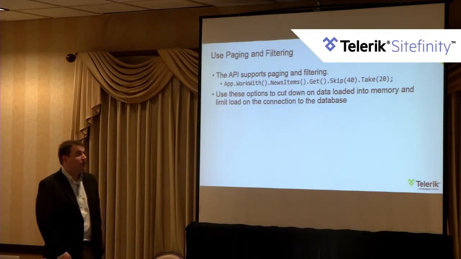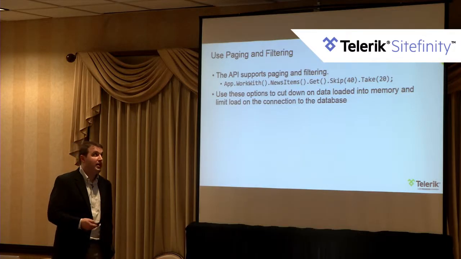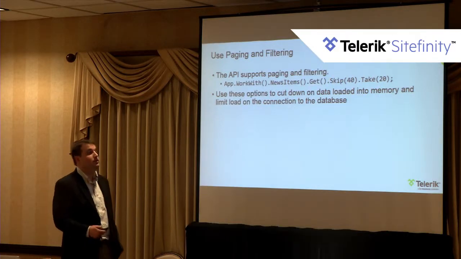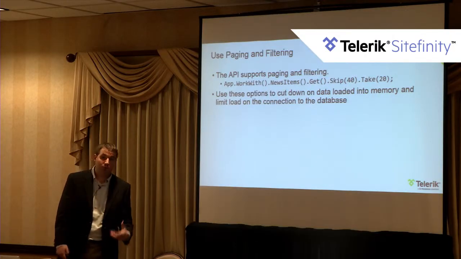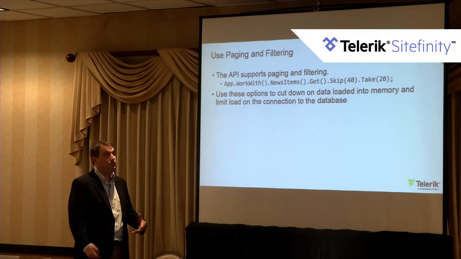API supports it, and it's especially easy to do if you're using the Fluent API. Just being able to say app, work with, news items, get, and then skip and take in order to do things like paging, so that we're only actually grabbing those 20 items when we need those 20 items, as opposed to getting everything and then filtering it down.